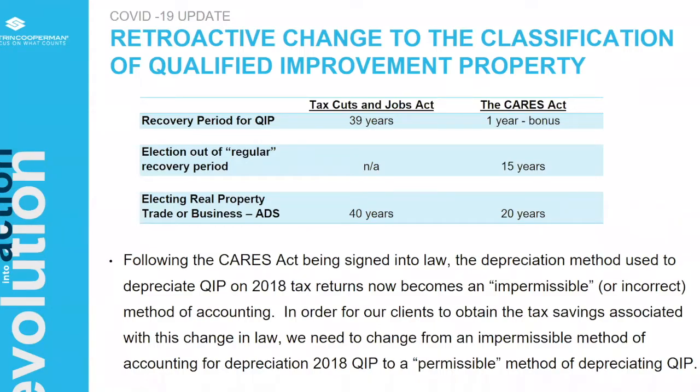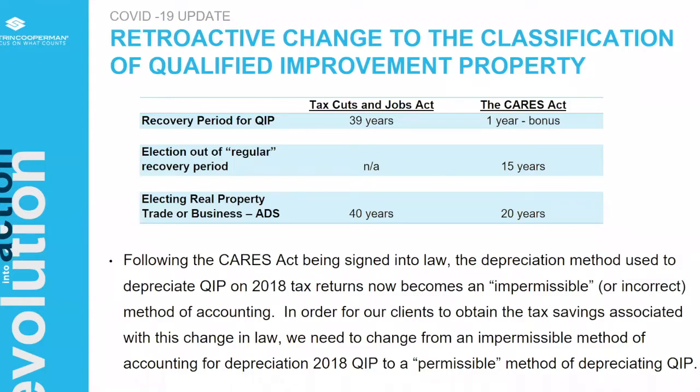The CARES Act contains a much-needed technical correction that changed the classification of qualified improvement property effective January 1, 2018. This correction treats qualified improvement property as 15-year property and thus allows taxpayers to apply 100% bonus depreciation, and also changes the alternative depreciation system, or ADS, recovery period from 40 years to 20 years. In this segment, we're going to discuss how to take advantage of this new law change using accounting method changes.